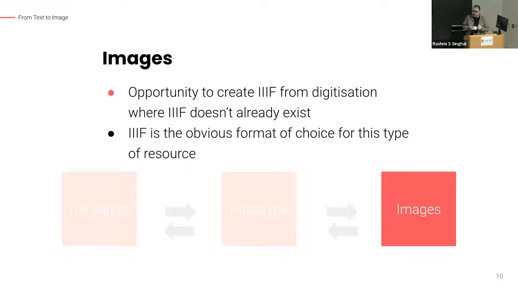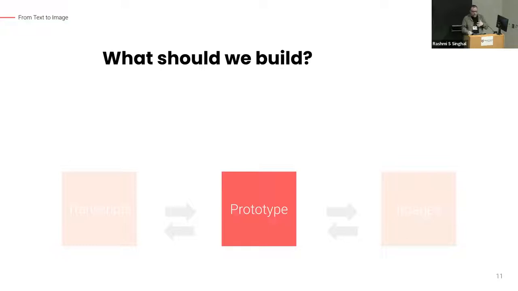So IIIF was like the obvious format of choice for this type of resource, right? I mean, I'm talking at IIIF conference, of course it was, but there was lots of good reasons for us to be doing that anyway, right? So the question then is, what should we build? What do we put in the middle between these two sets of existing resources, TEI-XML with transcribed text and IIIF with the digitized images of these manuscripts?